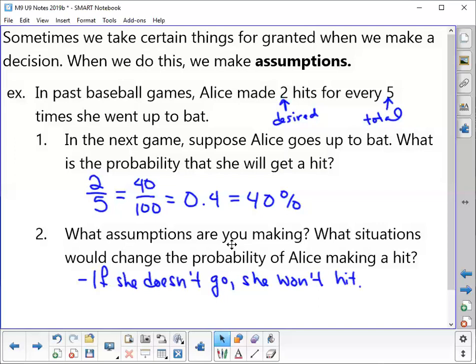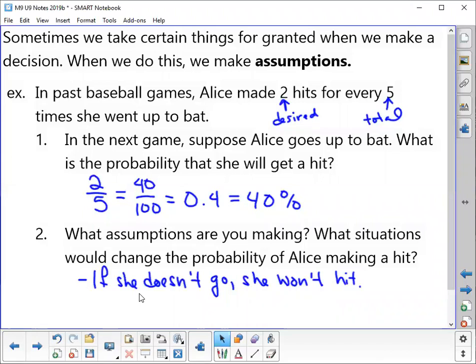So some assumptions that are being made. What situations would change the probability of Alice making a hit? If she doesn't go to the game, she's not going to make any hits, right? What if she broke her ankle mid-game? That's going to change her score. What if there's a really nice pitcher who's lobbing things right at her? She'll hit more often. So there are some assumptions that we're making, and this is the hard one.